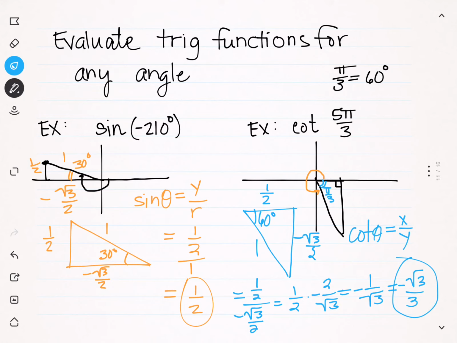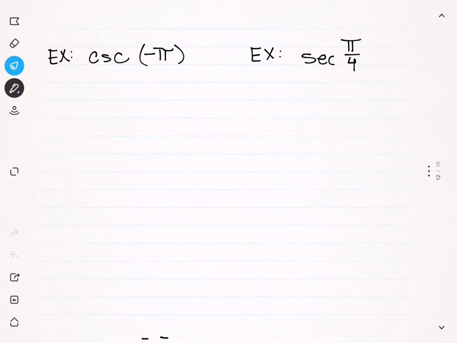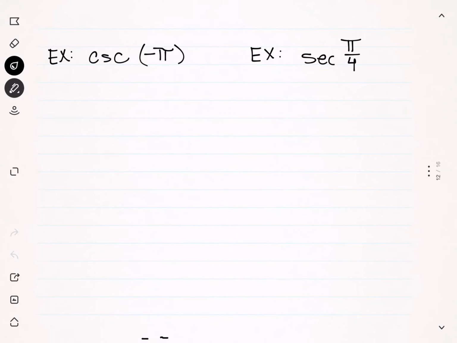Let's try a couple more, and then I'm going to have you try one. Let's try looking at the cosecant of negative pi. Now, all these, I'm just referencing my unit circle. I have it memorized in my head. I suggested in the last video that you get it memorized because it really makes it helpful and efficient when you're solving these problems. For the cosecant of negative pi, I'm going to graph that in standard position.